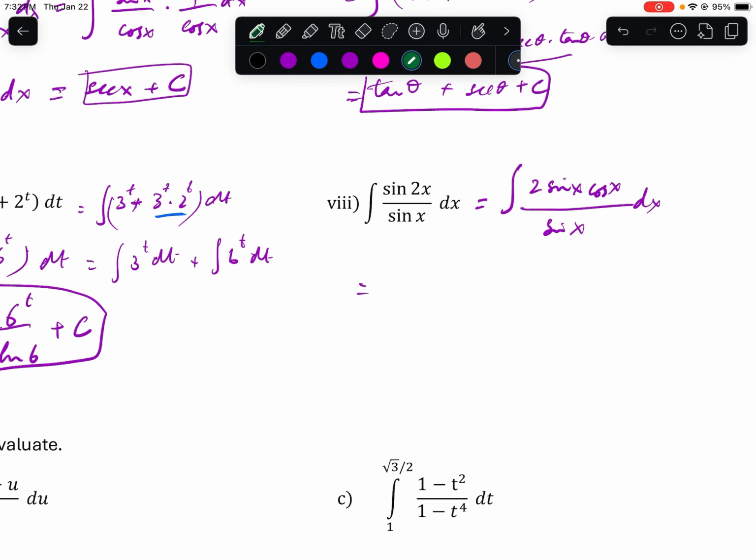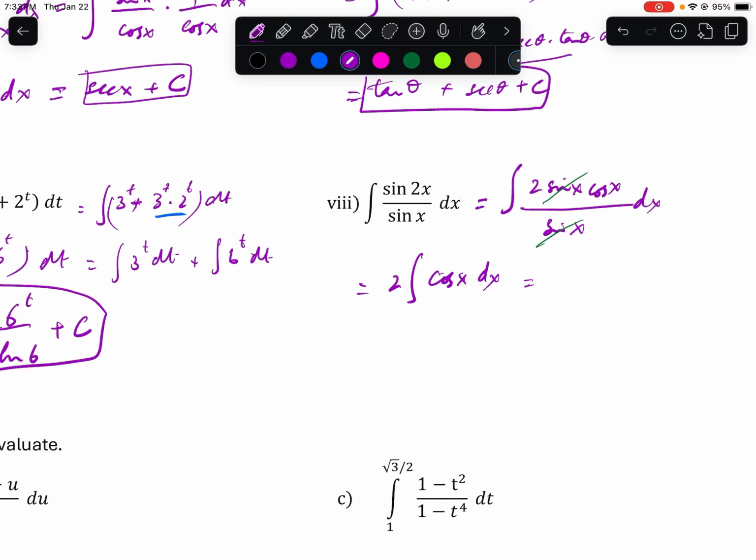So this will cancel with this, and we are left with 2, which I can put outside the integral, and inside we have cosine x dx. Now what is the antiderivative of cosine x? It's sine, we know, but will it be positive sine x or negative sine x?